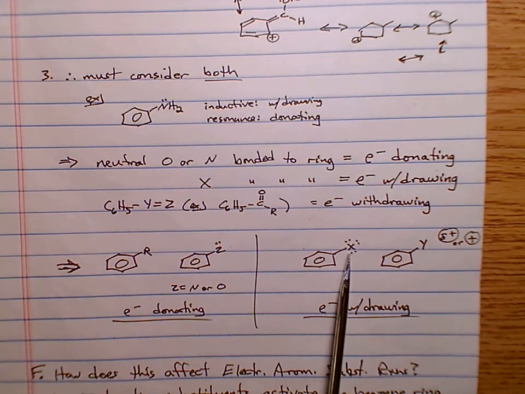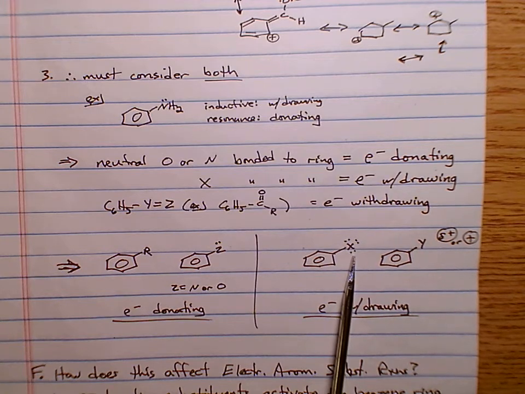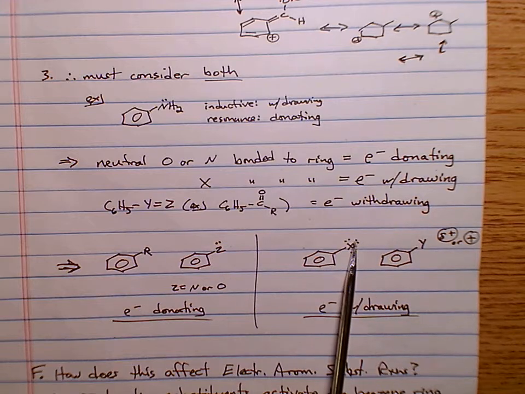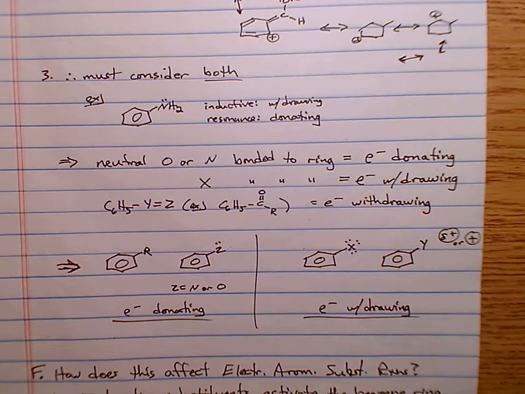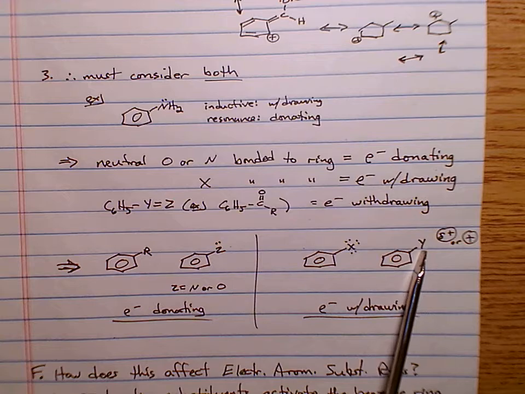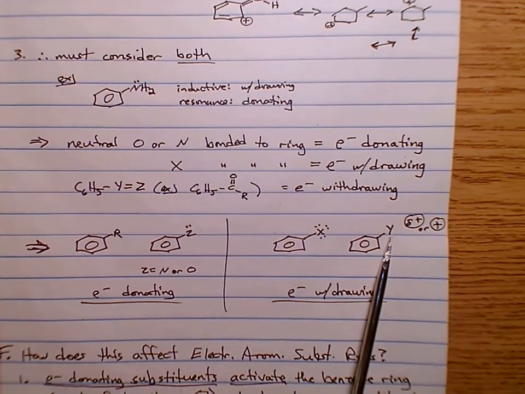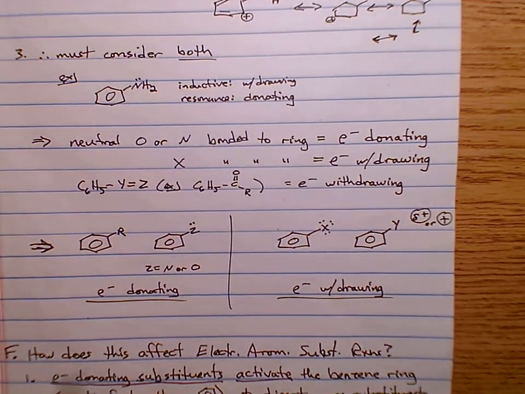Electron withdrawing groups: a halogen, there's no resonance effect to put the electron density from these lone pairs on the ring, so it's just inductive effect pulling electron density away from the ring. Or anytime you've got a group on the benzene ring that can have some sort of partial positive charge or full positive charge, those are electron withdrawing groups.